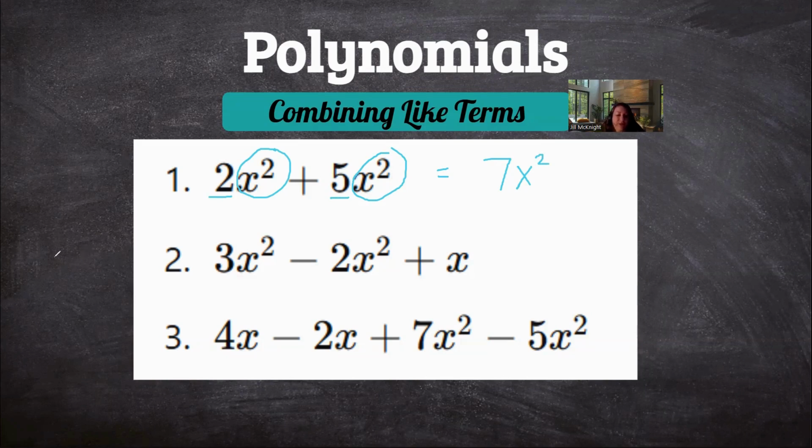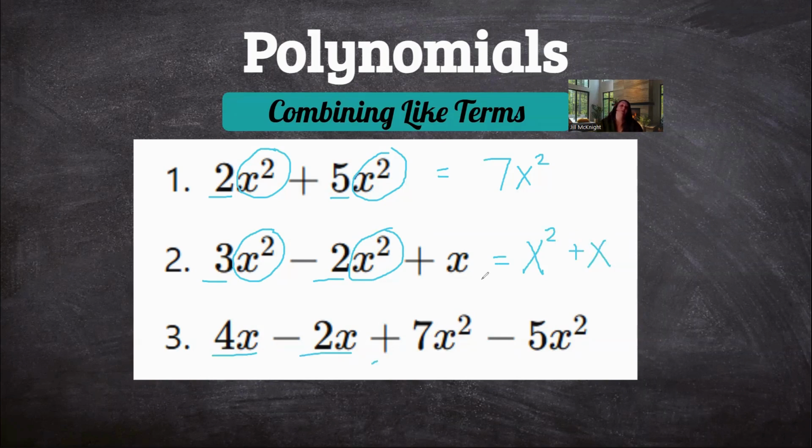All right, so here we can only combine these two. So we have 3x squared minus 2x squared is 1x squared, or we can just say x squared. We don't have to put the 1 in front. And then plus x. We can't combine the x because it's not an x squared.